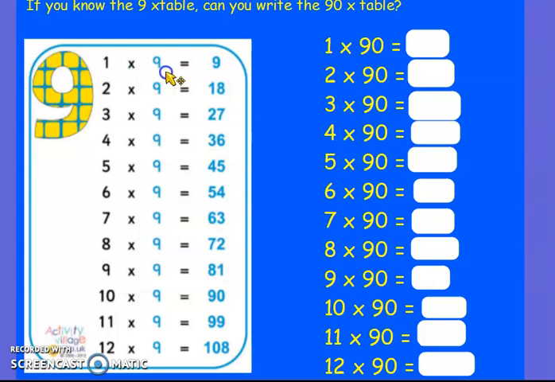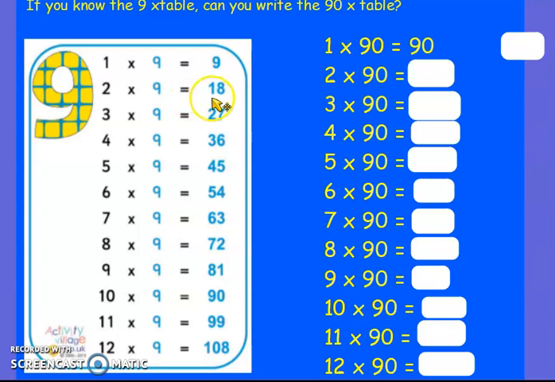1 times 9 equals 9. 1 times 90 equals 90. You can see that 90 is 10 times bigger than 9. The 9 moved 1 place to the left and is now 90.